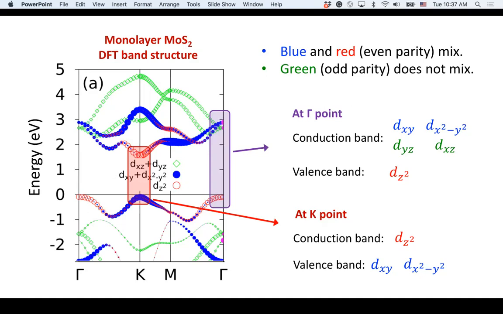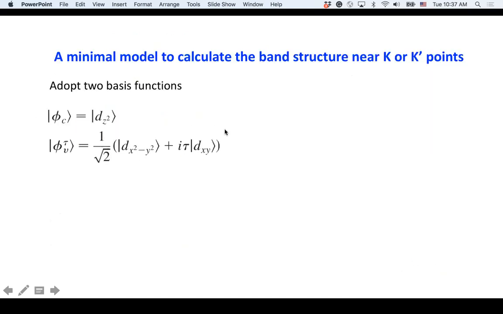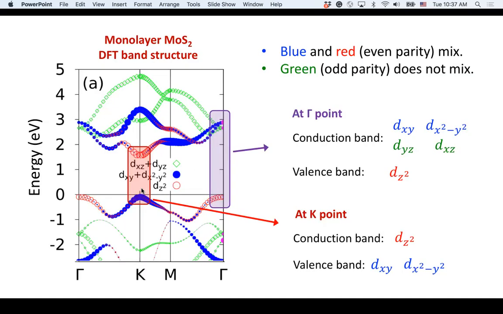However, if you only consider the K point here, then you can simplify it. You can make a linear combination of dxy and dx squared minus y squared to reduce it into only one function. So why can we do it? That is because at the K point, there's a C3 threefold rotational symmetry. Only at high symmetry points do you have rotational symmetry. At the K point and the gamma point, you have rotational symmetry.